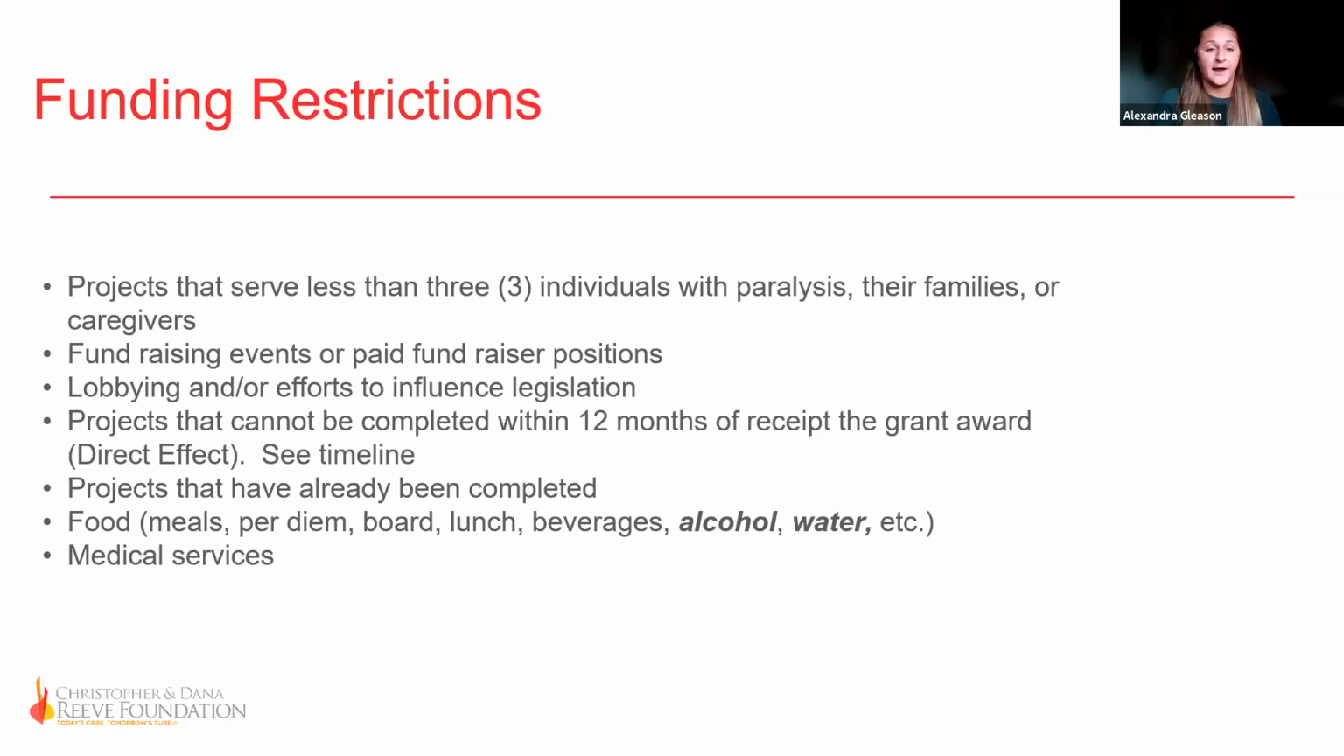Just a few more restrictions we have for the program. Please make sure that your program will serve more than 3 individuals with paralysis, their families, and caregivers. If it is under 3, your proposal will not be funded. We also cannot fund fundraising events or paid fundraiser positions, as well as lobbying or efforts to influence legislation. We can fund things such as community awareness campaigns, but any effort to change legislation or influence lawmaking is strictly prohibited.